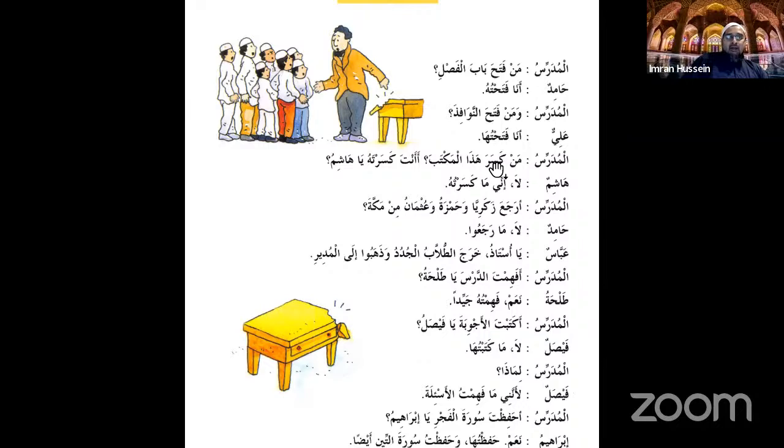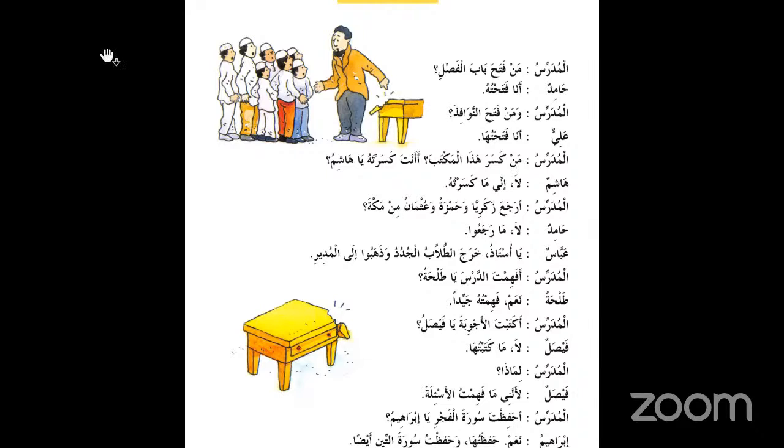Kasra is a verb, and huwa, the pronoun in kasra, is the fa'il, referring back to man. Anta kasartahu ya Hashim? Did you break it, O Hashim?